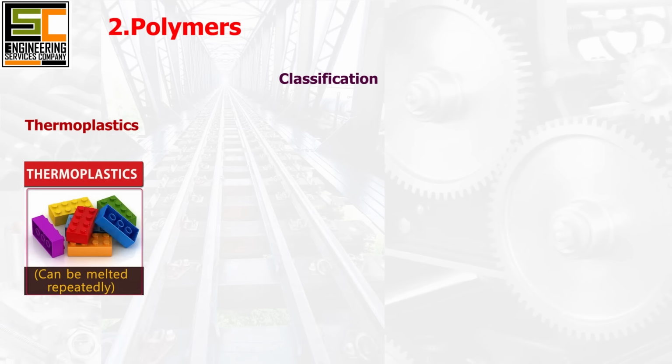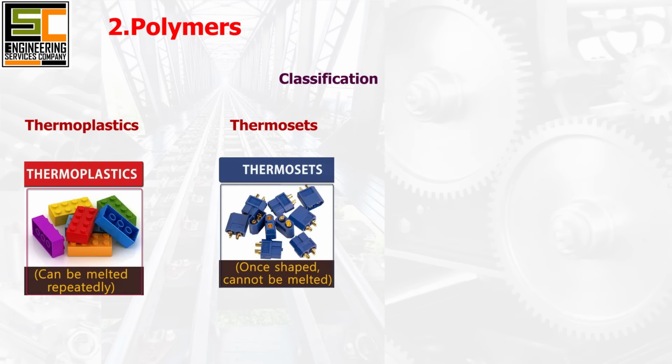Thermoplastics. These polymers can be melted and reshaped multiple times on heating. Examples include polyethylene, polypropylene, polystyrene, and polyvinyl chloride, PVC. Thermosets. These polymers undergo irreversible cross-linking reactions during curing, resulting in rigid and heat-resistant materials. Examples include epoxy resins and polyurethanes.